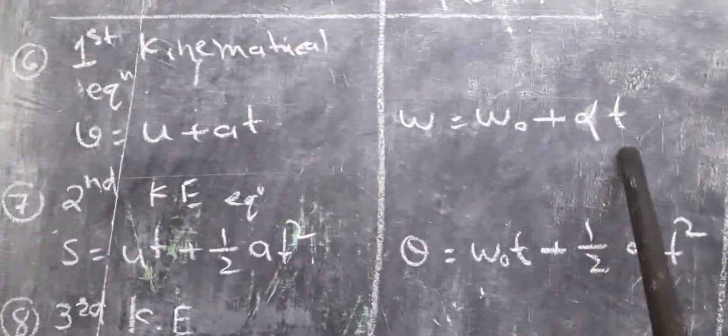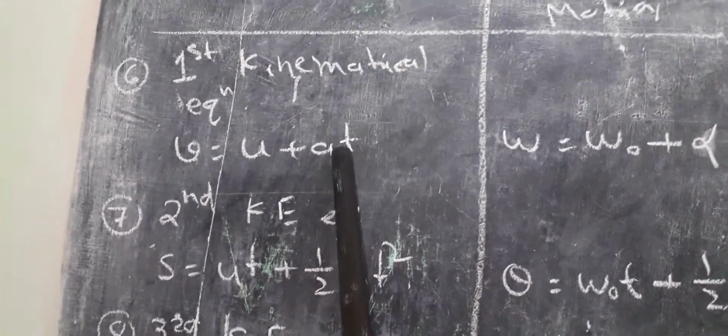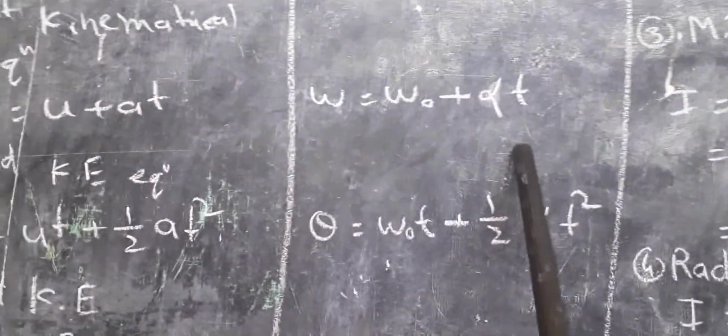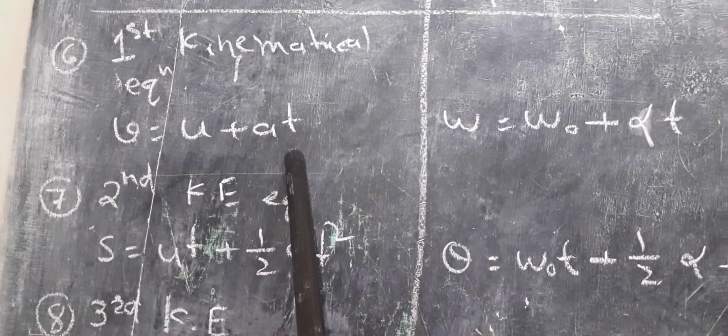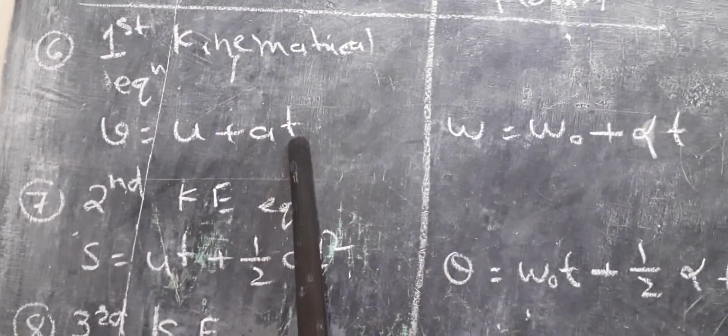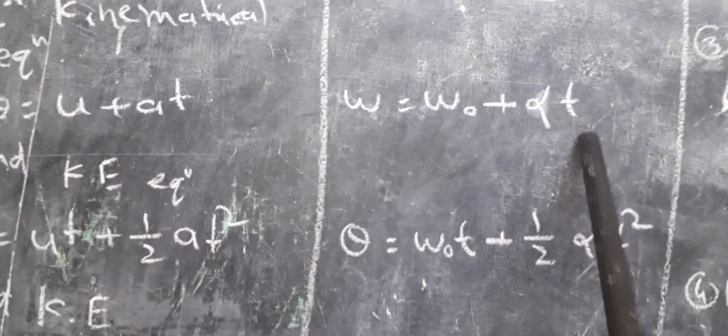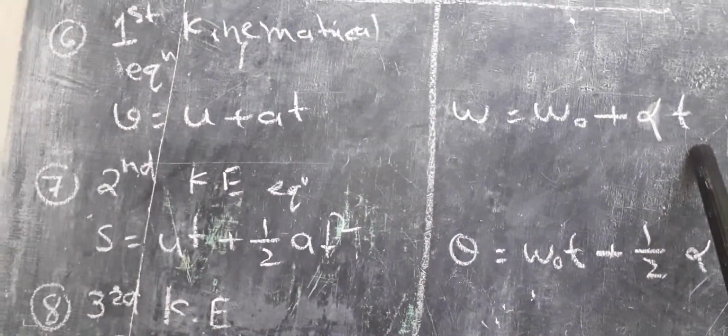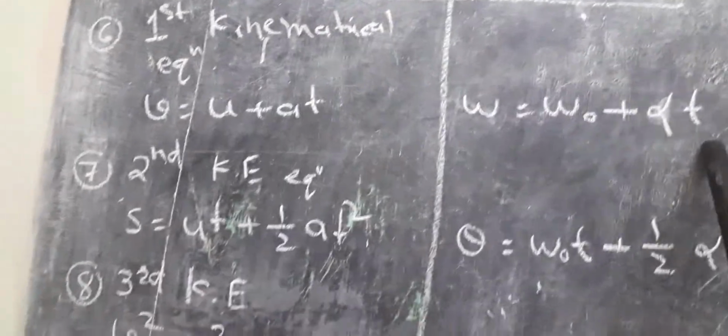does not change. The value of time in case of linear motion and in case of rotational motion remains constant. So the symbol for time in case of linear motion and in case of rotational motion is the same. Very simple to understand this thing.